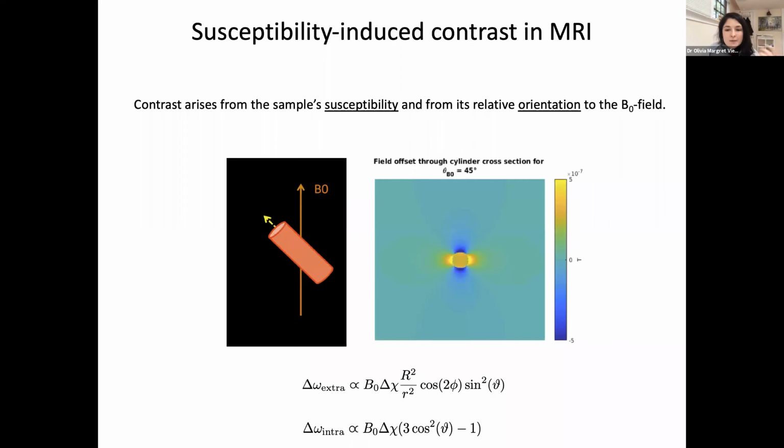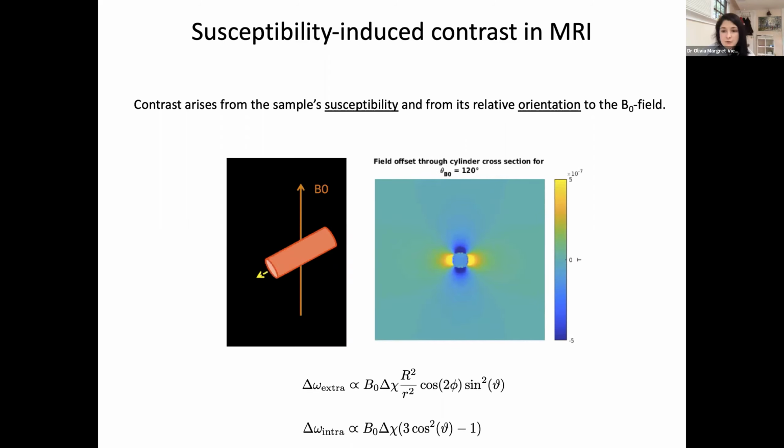So let's start with a little refresher on susceptibility-induced contrast in MRI. MR contrast arises from the sample susceptibility, that is, the ability to get magnetized and distort the B0 field lines in its local surrounding. So basically to act as a magnet itself. In tissue, this is the content of iron, proteins, deoxyhemoglobin, myelin, and others. And the field line distortion of a sample depends on its relative orientation to the main magnetic field.